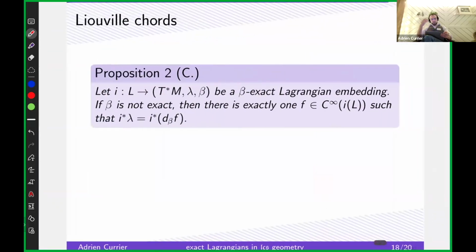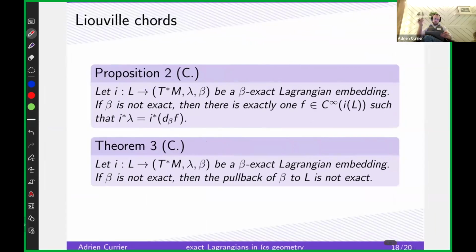This is a consequence of the following proposition. If beta is not exact, then there's going to be exactly one F such that d beta F is equal to the pullback of lambda. And this is a consequence of the following theorem, which states that if beta is not exact in M, then the pullback of beta in L is not going to be exact. And the following fact, which states that if beta is not exact, then d beta H is equal to 0 if and only if H is equal to 0. So combining the theorem and the fact, you get the proposition.